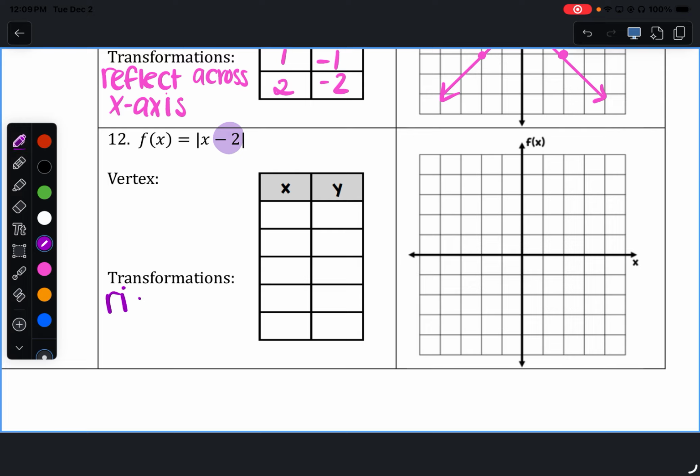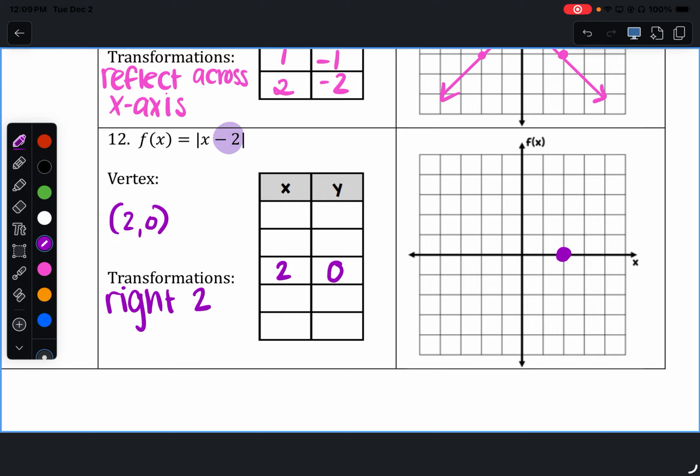What are our transformations in number 13? Vertical stretch of 2. Yep, it is a vertical stretch by 2. And then down 1. And it is down 1. Okay, so let's put that in here. Vertical stretch by 2. And it also goes down 1.